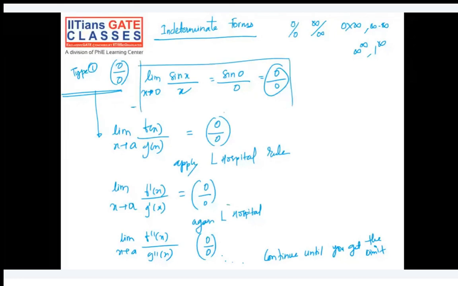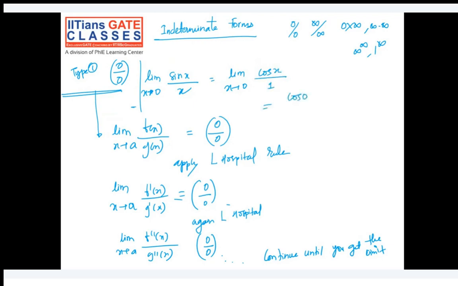Differentiation of the numerator sin x is cos x. Differentiation of x is 1. So limit x tends to 0 cos x divided by 1. Put x equal to 0, cos 0 divided by 1. Cos 0 is 1, 1 by 1 is 1. That's all. So the answer is 1 here. So limit x tends to 0, sin x by x is 1 in short.